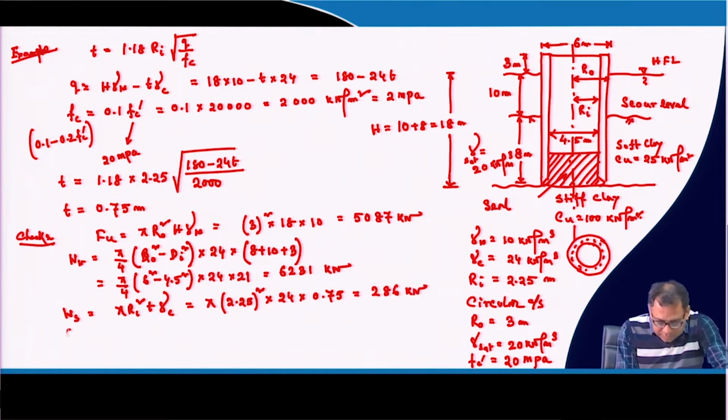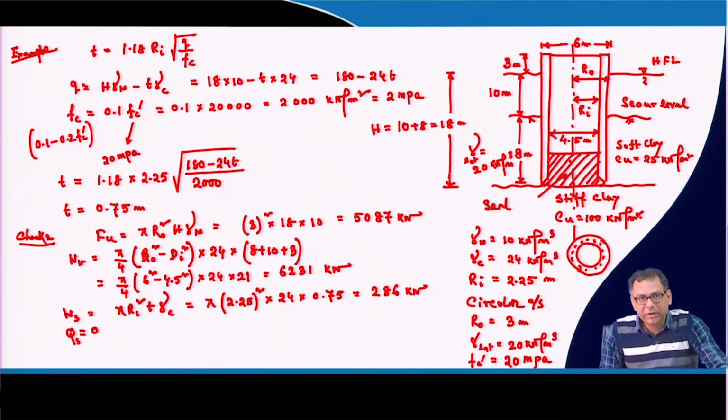And now, for this case we are neglecting the friction force. So, if it is safe against the weight of the well and weight of the seal, then if I add the friction force, it will increase the safety. So, now we are checking considering the friction force contribution is 0. Let us see whether safe or not.